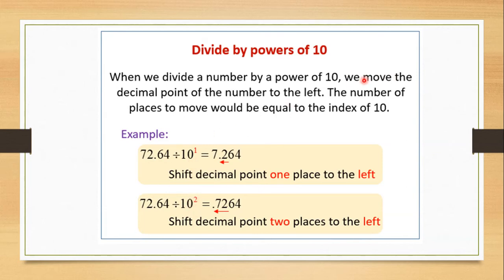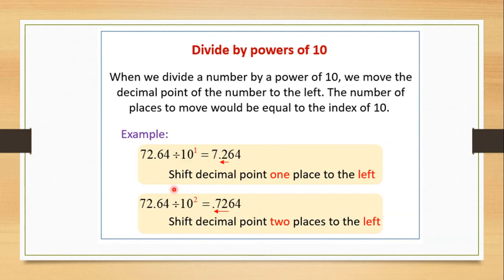So what will you do? You will move the decimal point of the number to the left. The number of places to move is equal to the index of 10. In multiplication, we shifted the decimal point to the right, and here division will shift the decimal point that many places to the left-hand side.